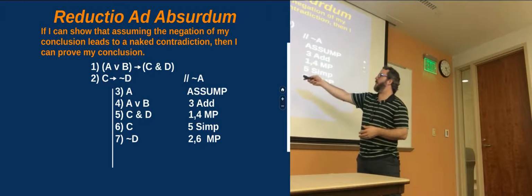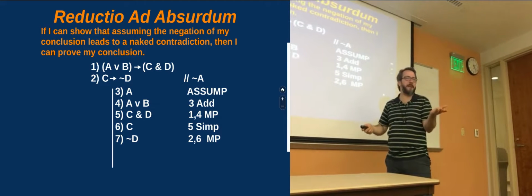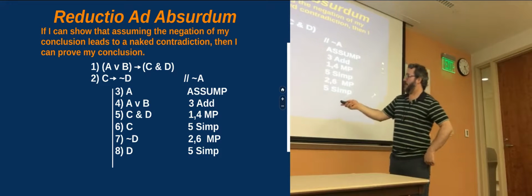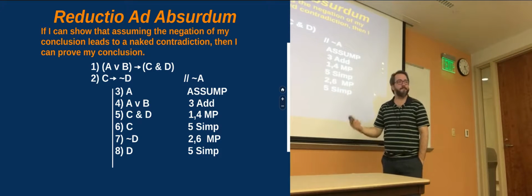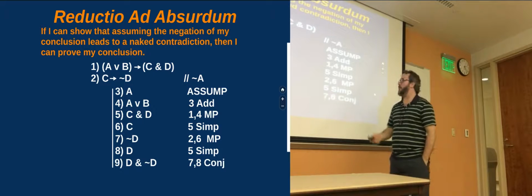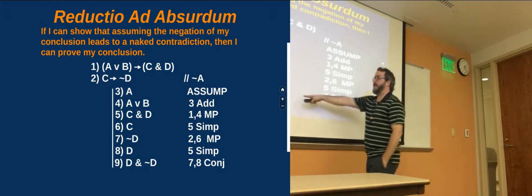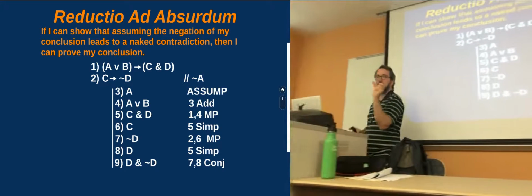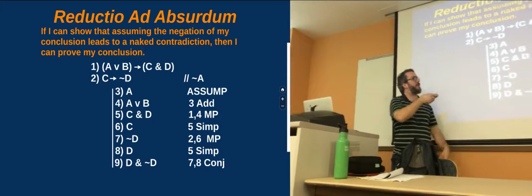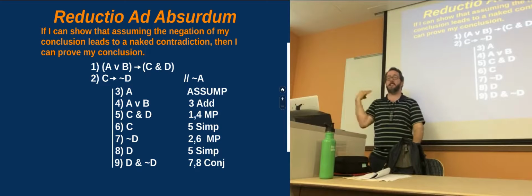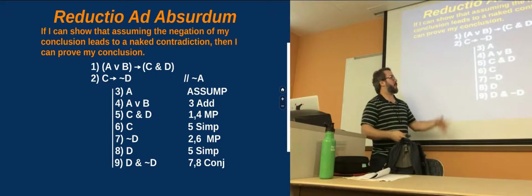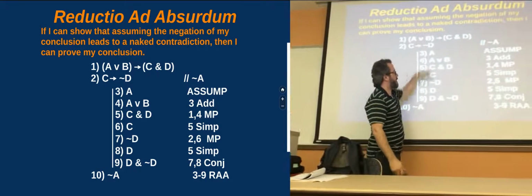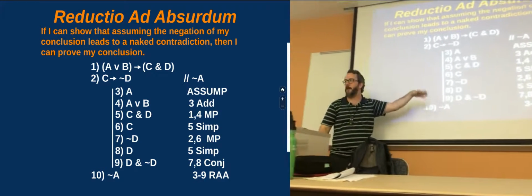And also, in addition to simplifying C out of C and D, I could simplify D out of C and D. So I've got D. Look at that. Line 7 says not D. Line 8 says D. Put those two together with conjunction, I have D and not D. That can't be the case. That is a naked contradiction. If I can get to D and not D, then whatever assumption I made that led me there has got to be false. So reductio ad absurdum, and the lines that I'm citing are the entirety from the assumption to the contradiction, the entirety of the hypothetical proof there.